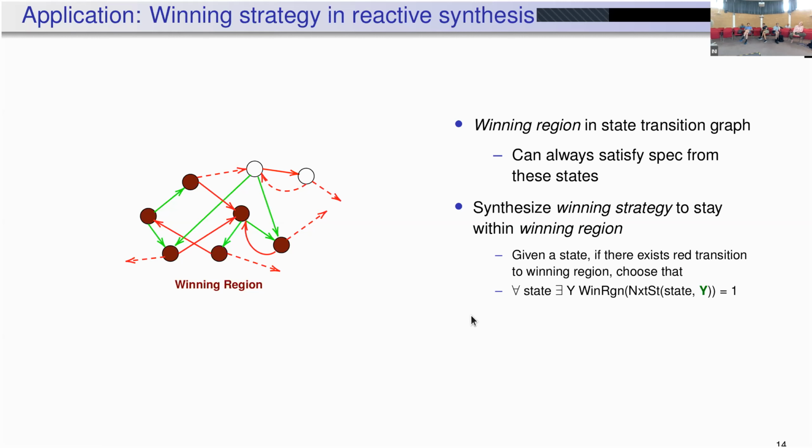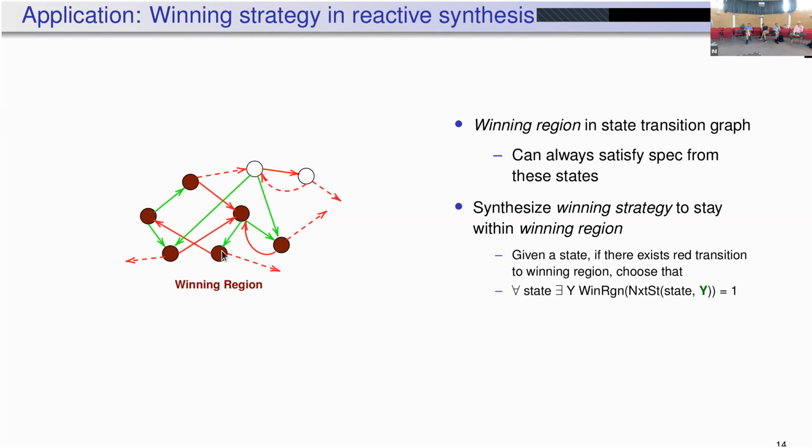And so let us say that here the red transitions are the transitions of the system, the green transitions are the transitions coming from the environment, the inputs coming from the environment. So here what you see is that, if I'm in this state, I have an option of taking this red transition and this red transition, the system. But if I take this red transition, I come to this state, which is within the winning region.